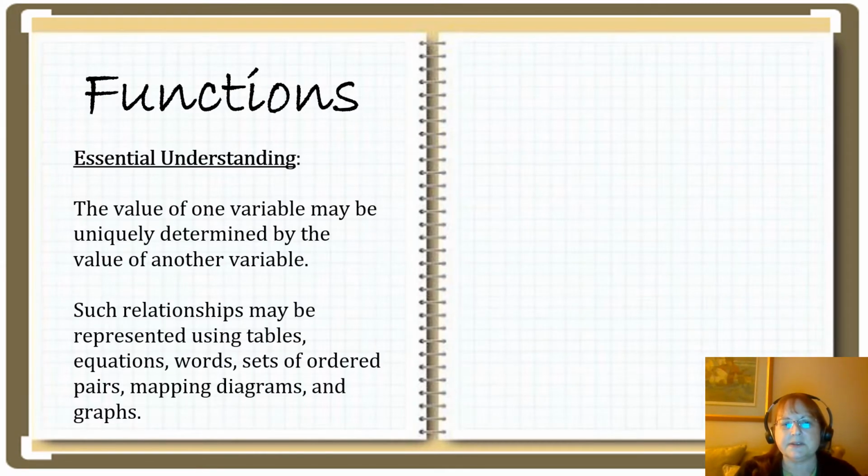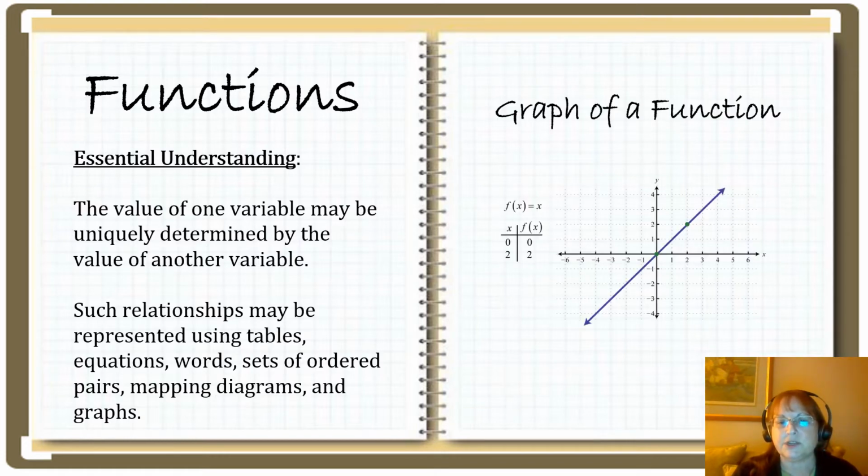Functions. The essential understanding for this lesson is that the value of one variable may be uniquely determined by the value of another variable. Such relationships can be represented using tables, equations, words, sets of ordered pairs, mapping diagrams, and graphs. We see a picture here of something that you've probably seen in math classes before, and this is a graph of a function with a related table.